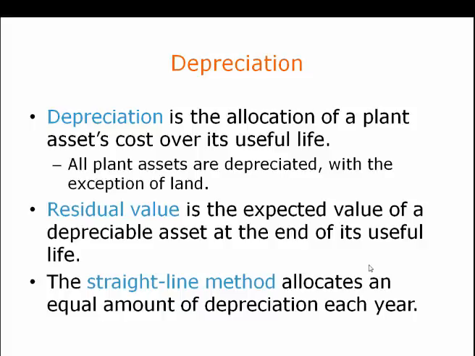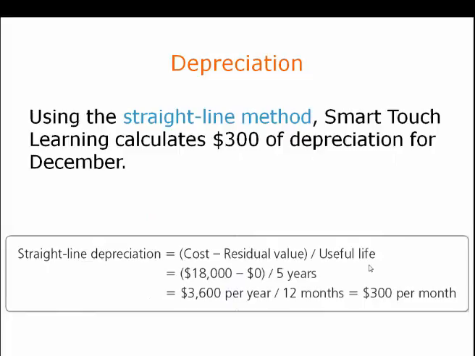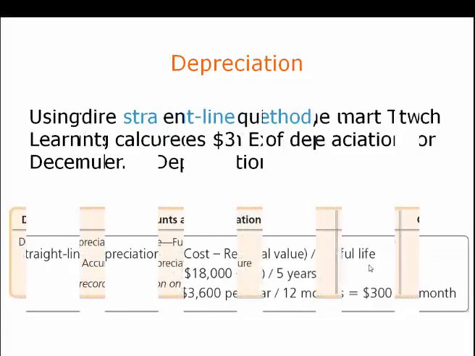Straight line depreciation is the one we're going to use for allocating the depreciation for a year. And let's take a look at it. With straight line, we're going to take the original cost, which was the $18,000 that we saw, and we have no residual or salvage value, and we have 5 years. So we're going to depreciate this asset, expense it $3,600 per year, and we're going to divide it by 12 months, so we're going to depreciate it $300 per month.